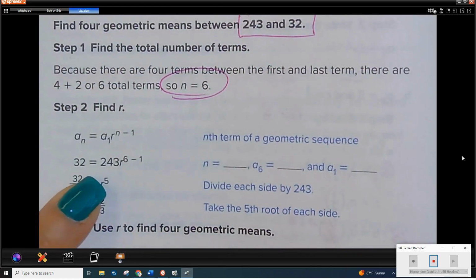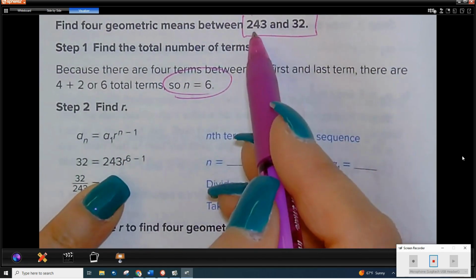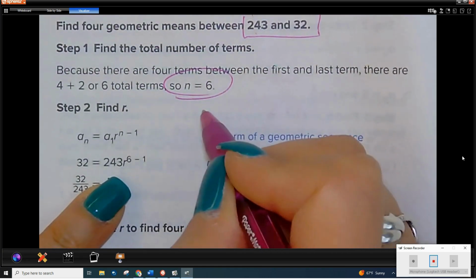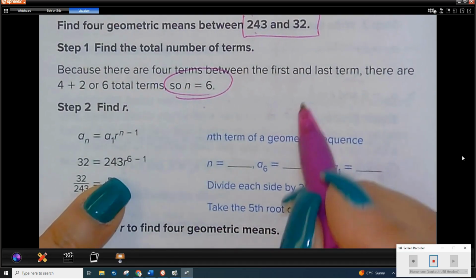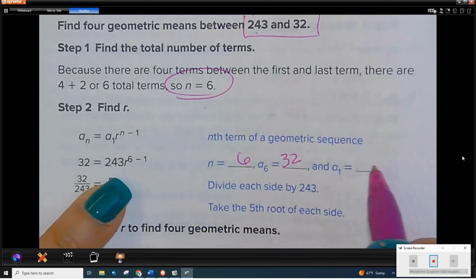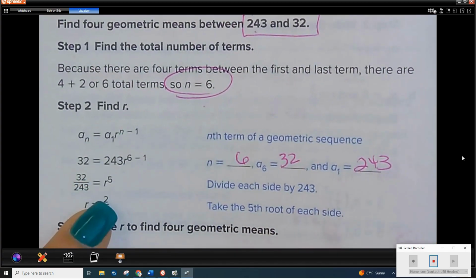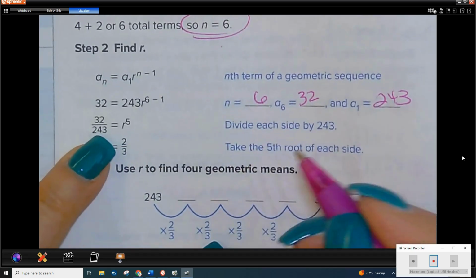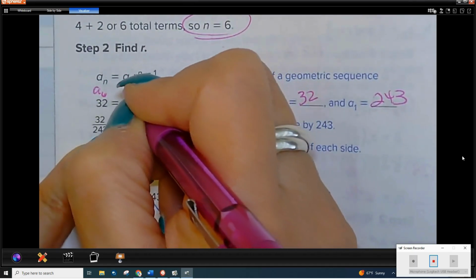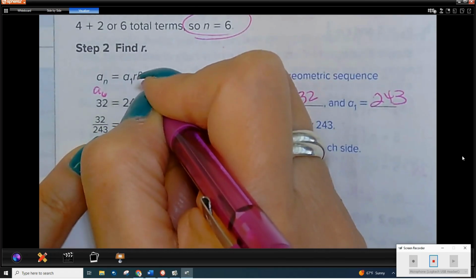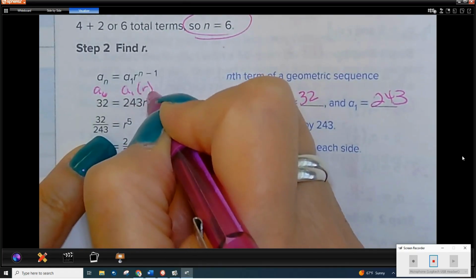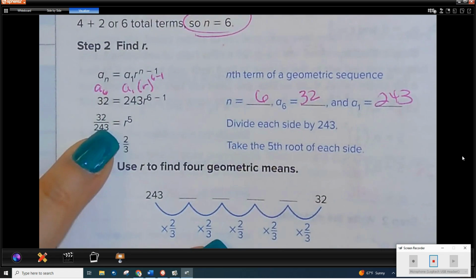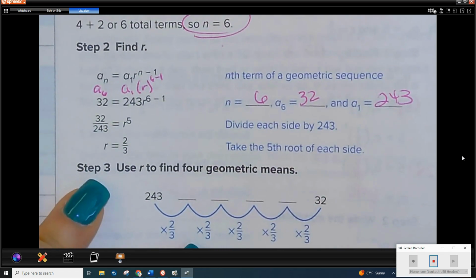What we do is we call 243 our first term. We make a baby sequence, okay? So we're going to say 243 is our first term, and 32 is our 6th term. So A1 is 243. We use what we know. We know A6, and we know A1, and we know n is 6. We don't know R. So we get this.